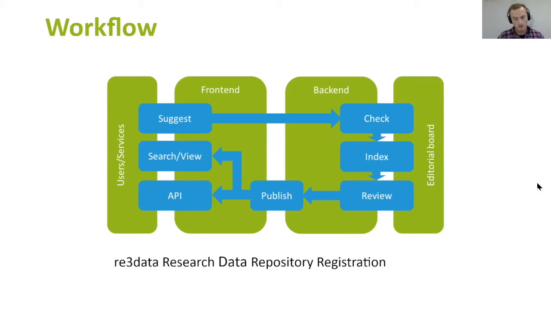Before all the information is published, there are at least two editors reviewing all the information. So it will be cross-checked. And in a positive case, it will be published on the API and all the front end and will be visible and also receive a DOI to be cited as a repository.